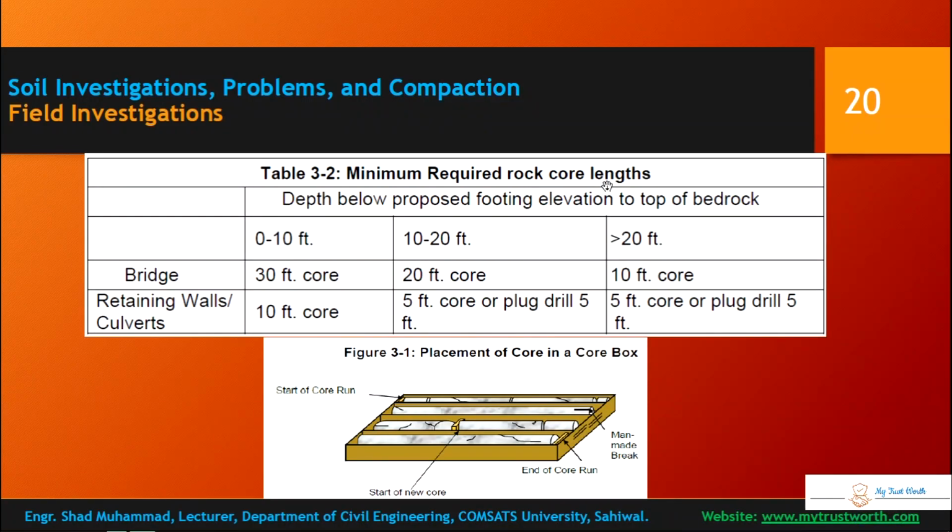Minimum required rock core length. So depth below proposed footing elevation to top of the bedrock. So how much should be the rock length? If your structure depth is 0 to 10 feet, then for bridges, that is 30 feet core you should extract out, and for retaining walls or culverts 10 feet core should be extracted out, and if 10 to 20 feet is the depth of the footing, then your sample should be 20 feet, and if that is greater than 20 feet, then 10 feet core.